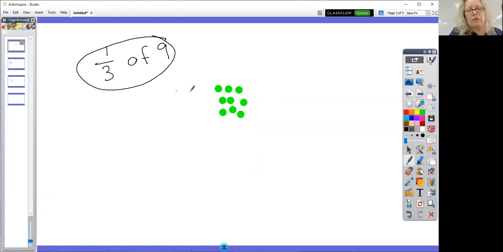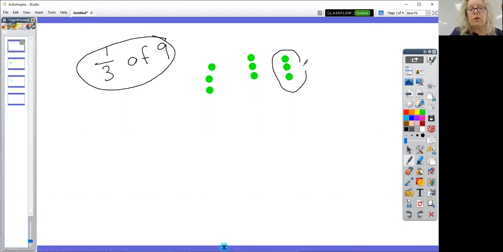So to find a third of 9, we've got 9 little dots here, and we have to put them into 3 groups and see how many are in each group. So to find a third of anything, you've got to put it into 3 groups. So here's our 9 dots in 3 groups, and you can see that each group has 3 dots. So a third of 9 is 3.